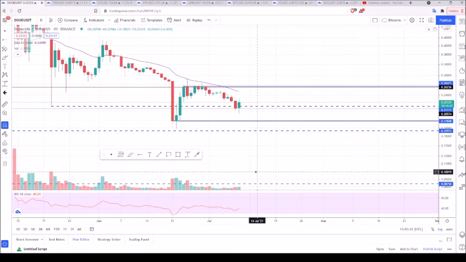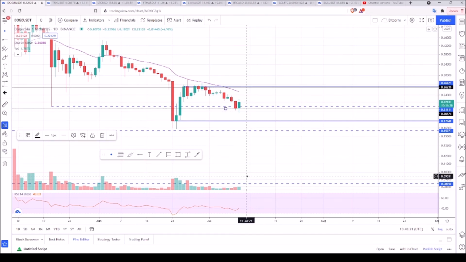Speaking of shitcoins, here's Doge. My entry on the short was this top black line, and then I got out today on this bottom black line, and that's worked out very well for me.